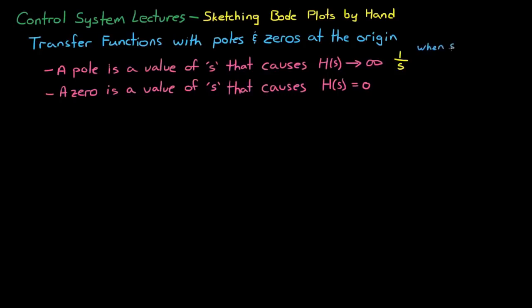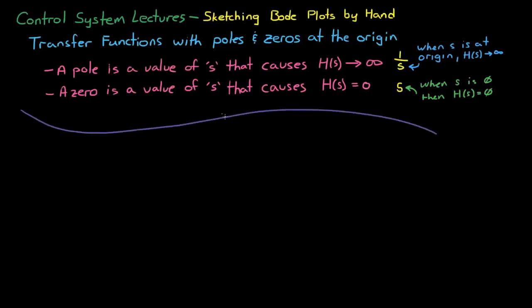A transfer function with a single pole at the origin can be written as 1 over s. And a transfer function with a single zero at the origin can be written as just s. When s equals 0, the result of the transfer function is also 0. So now let's talk about what the frequency response looks like for a transfer function with a single pole at the origin. As we just said, the transfer function is 1 over s.